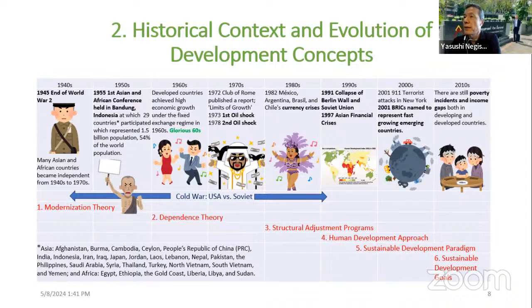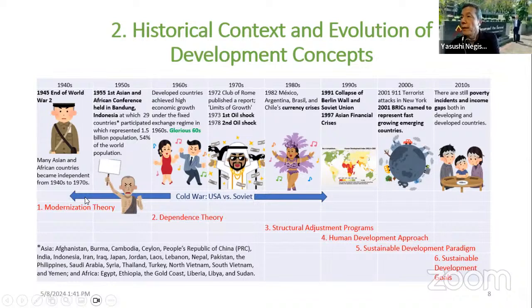And also several countries in the Middle East, such as Syria, Lebanon, Jordan, became independent from France and the UK in those days. And that's the situation for the developing countries.